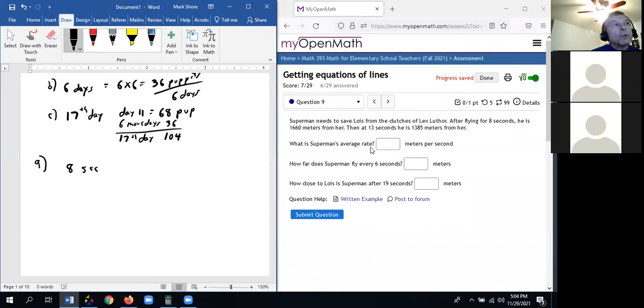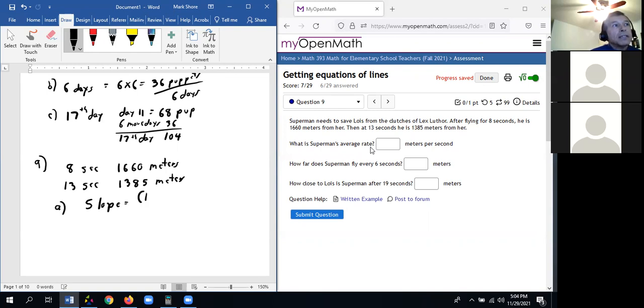He is 1,660 meters from her. Then at 13 seconds, he is 1,385 meters. Well, he's not flying that fast if it takes him that long to get there. So what's his average rate? Well, just subtract the distance and subtract the time and divide them. That's your slope again. So in part A, you're just getting the slope.